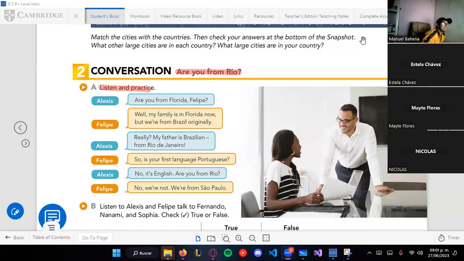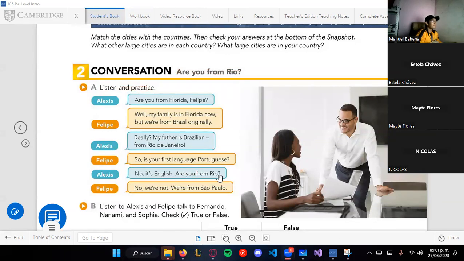De hecho, acá el you no es tú. No le está preguntando directamente solo a él. Le está diciendo, are you? Ustedes son de Río, porque aquí acuérdense que decía que su familia era de Brasil originalmente. Are you from Río? Y ya por eso le responde, no, we are not. We are from Sao Paulo. Nosotros somos de Sao Paulo.